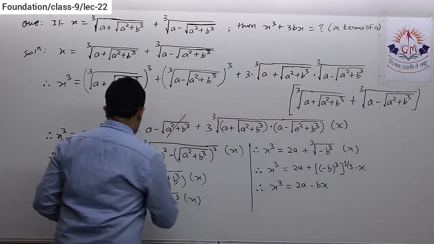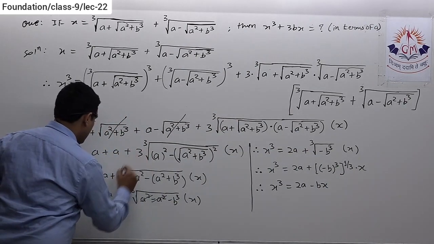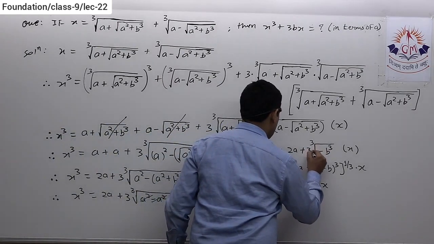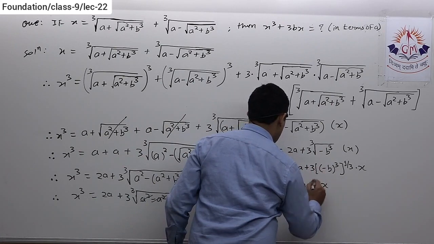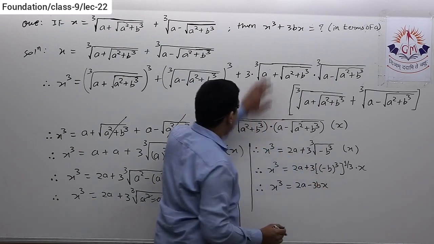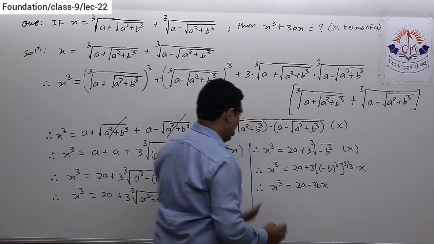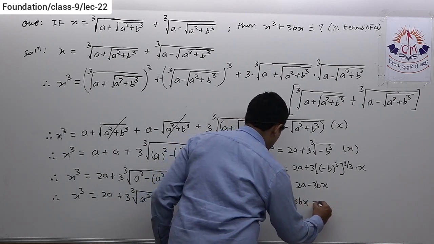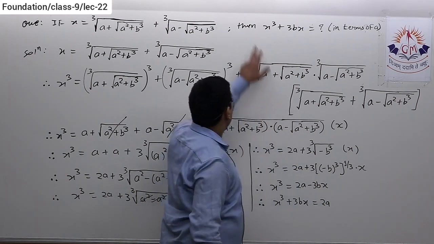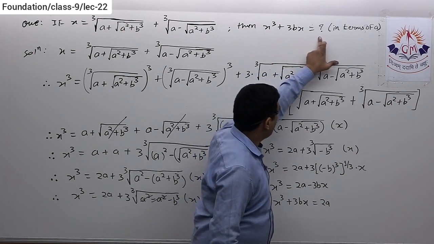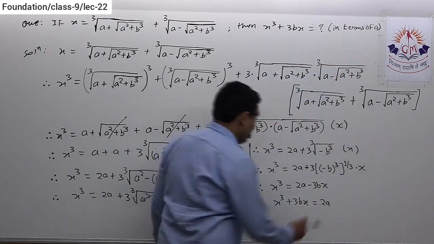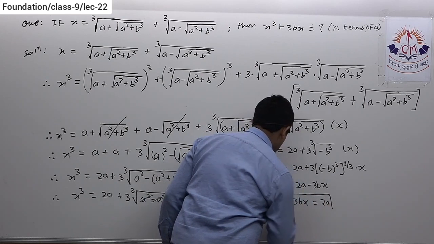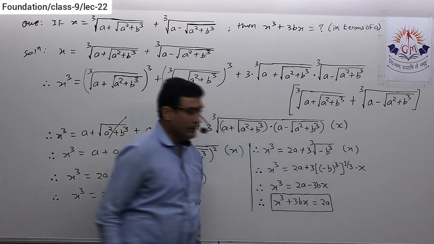okay, from this step I am making a mistake. This 3 I forgot to write, so 3 will be there. Okay, so here I will get minus 3bx. We need to find x cube plus 3bx, so I'll take this over here. So here I will get x cube plus 3bx is equal to 2a. So this is my answer. Okay, they were asking find the value of x cube plus 3bx in terms of a. So my answer is 2a. Okay, so I hope you got this concept. Please note it down, and then we will see the next question.